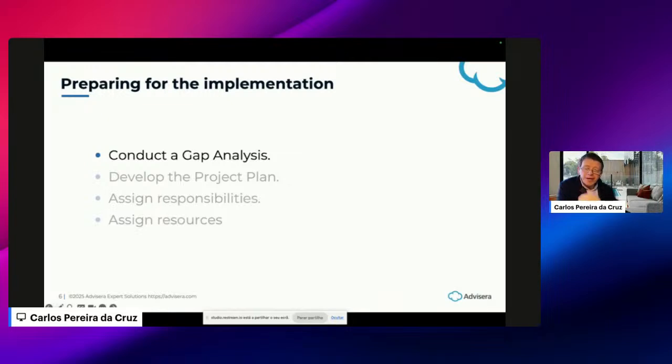So in preparing the implementation plan, start with the gap analysis, similar to an internal audit. It's not an internal audit technically, but it's very similar. So it assesses your company's compliance with the standard requirements and highlights what's already in line and what needs attention.